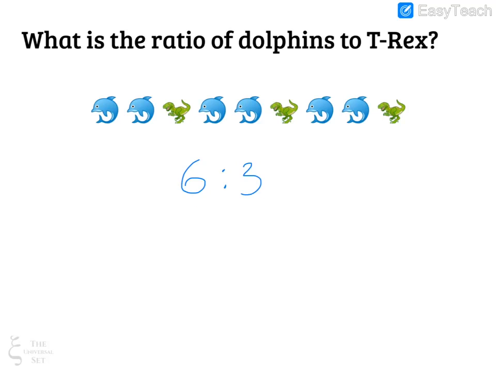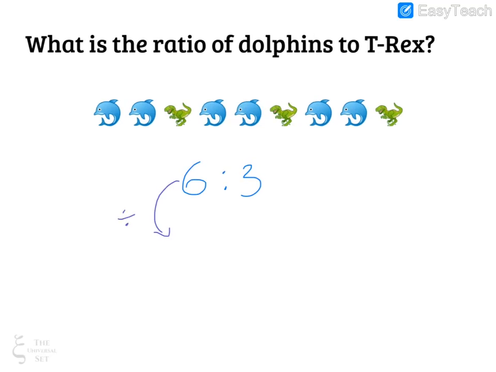I reckon I can simplify this ratio. 6 and 3, what times table are they both in? Well, they're both in the 3 times table, aren't they? So I can divide by 3 on this side. Divide by 3, and I can divide by 3 on this side. Divide by 3. And we get our new simplified ratio, 6 divided by 3, that is 2. 3 divided by 3, that is 1. So the ratio of dolphins to T-Rex, after we simplify it, is 2 to 1.